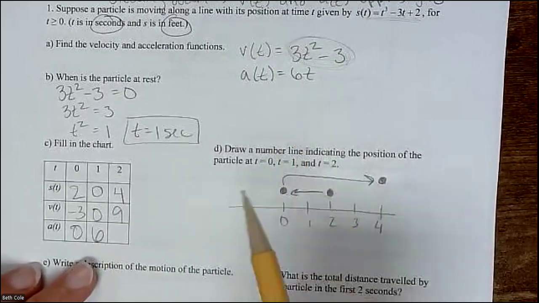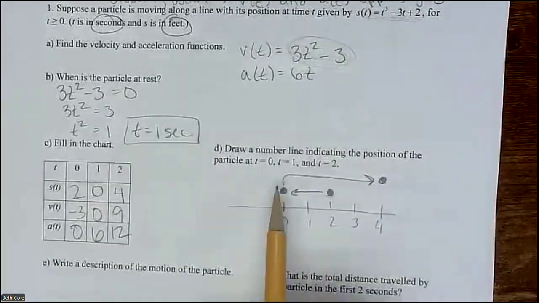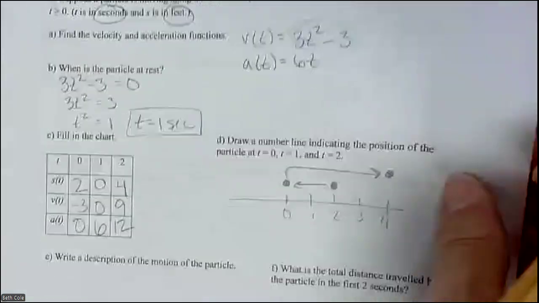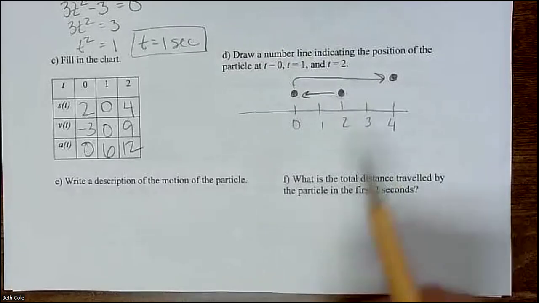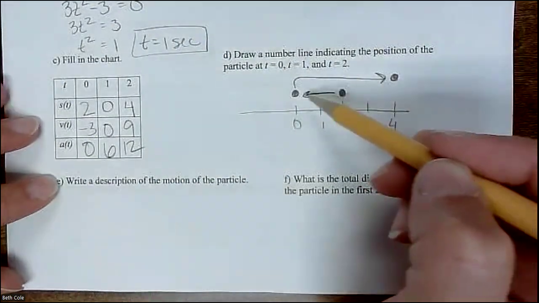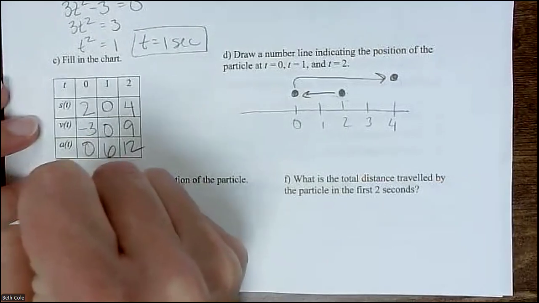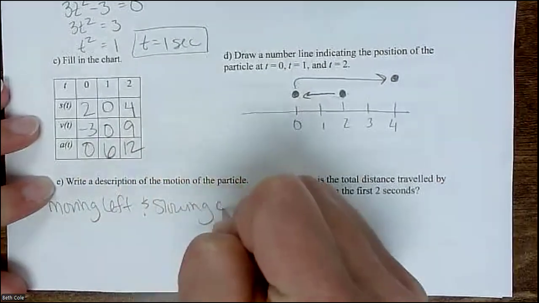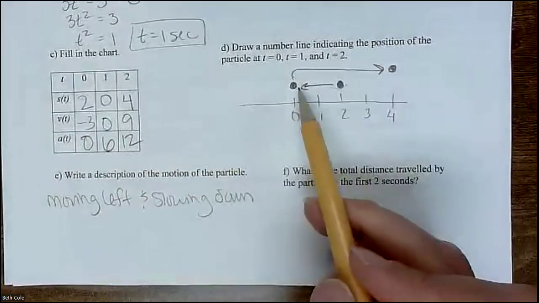If you plug in 2 to this, you get 12. That's positive. So we're going to the right again, but I don't want to tell you what the answer is. We're going to write it right here. Write a description of the motion of the particle. So we are moving left and slowing down, which makes sense because then we stop.